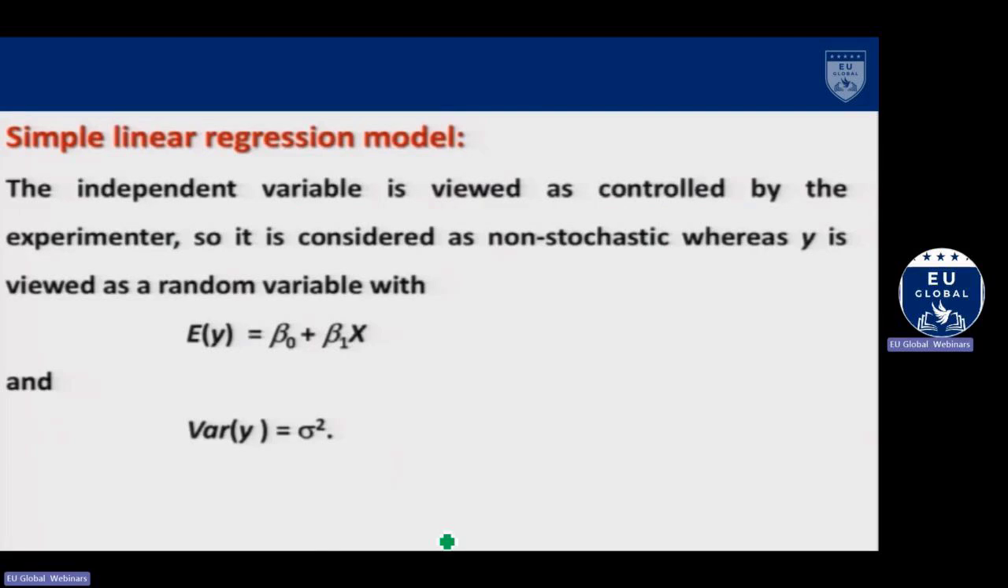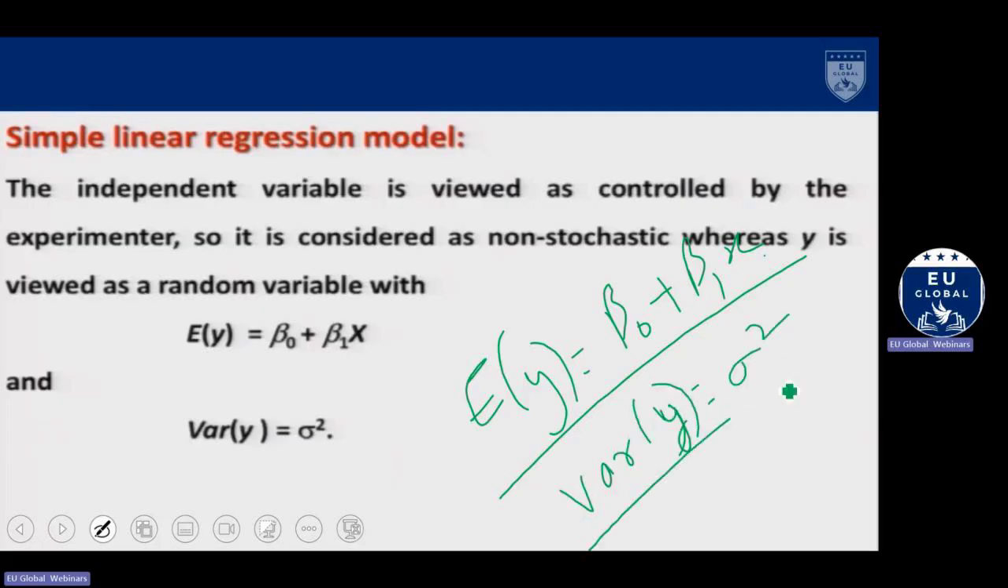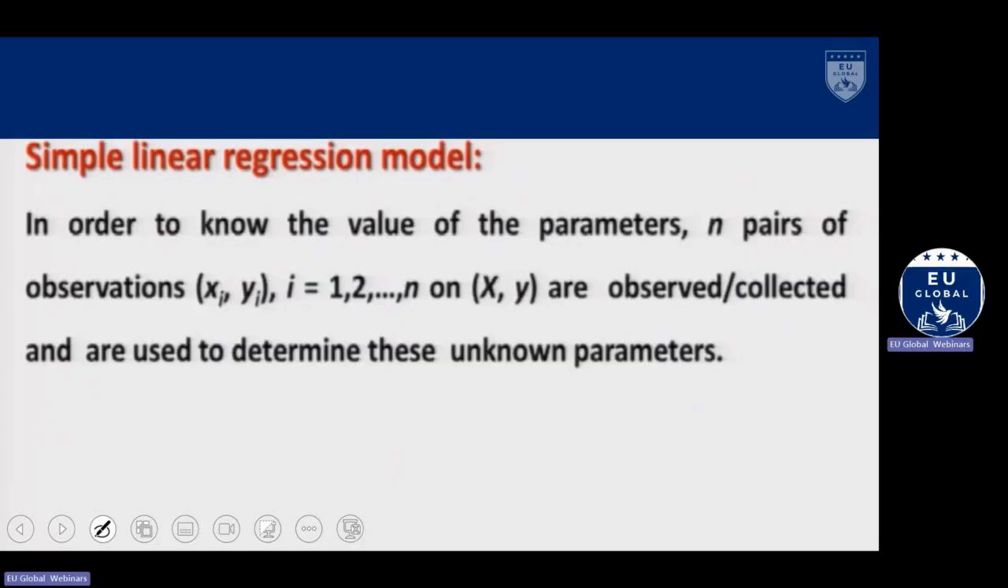So when we talk about a simple linear regression model, the independent variable is viewed as controlled by the experimenter, so it is considered non-stochastic, whereas y is viewed as a random variable. So E(y) is equal to beta naught plus beta 1 x, right? And the variance of y is equal to sigma square. So in a simple linear regression model, we have to know the value of the parameters and the value of the observations.